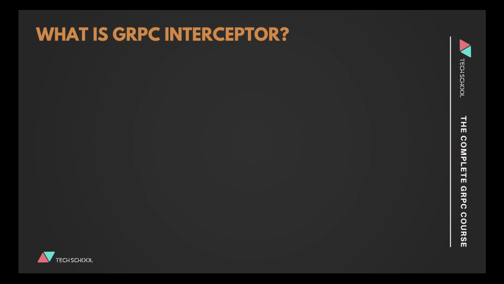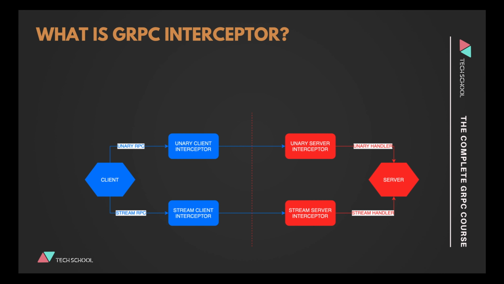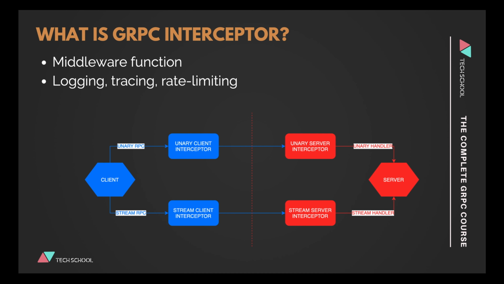Today we will learn how to use gRPC interceptors to authenticate and authorize users. So what is a gRPC interceptor? Well, basically it's like a middleware function that can be added on both server-side and client-side. A server-side interceptor is a function that will be called by the gRPC server before reaching the actual RPC method. It can be used for multiple purposes such as logging, tracing, rate limiting, authentication, and authorization.